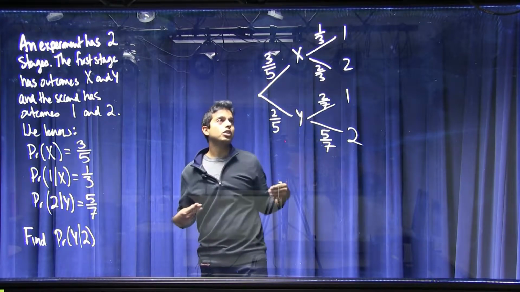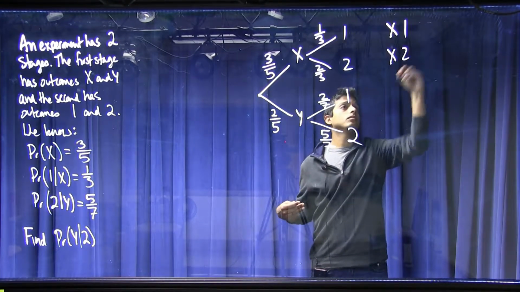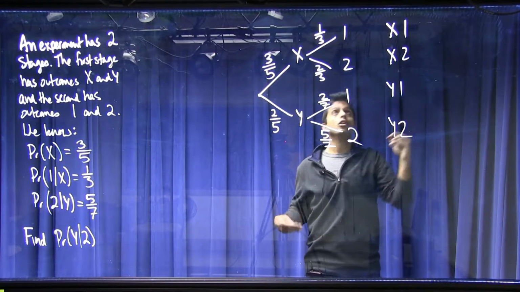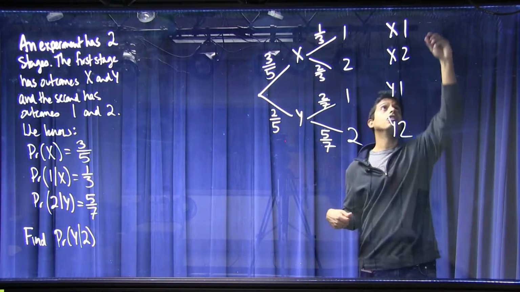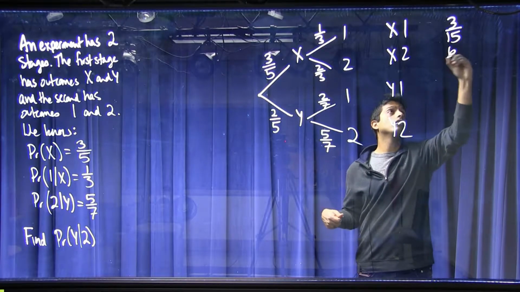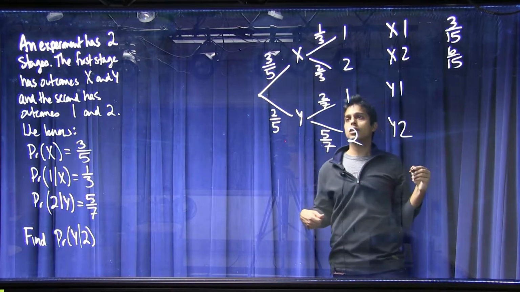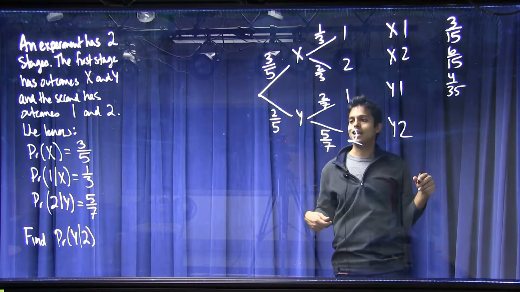Alright, now we can list our outcomes and their probabilities. Those are the outcomes, the probabilities. Well, we'll just multiply across here. So 3/15, 6/15, 4 out of 35, and 10 out of 35.